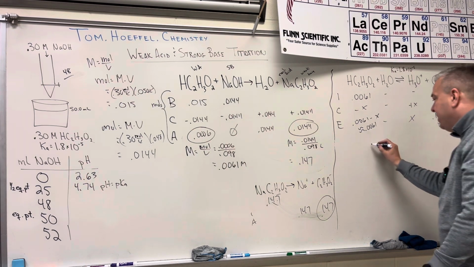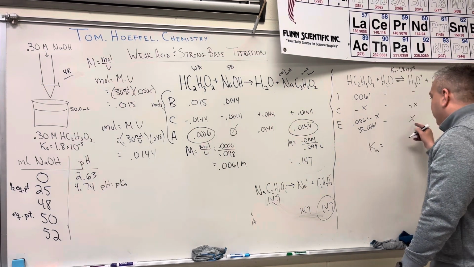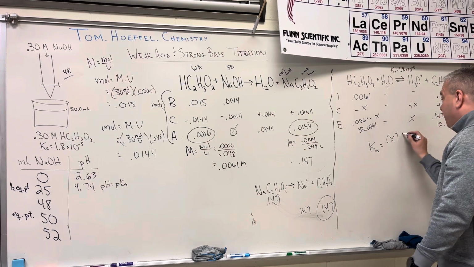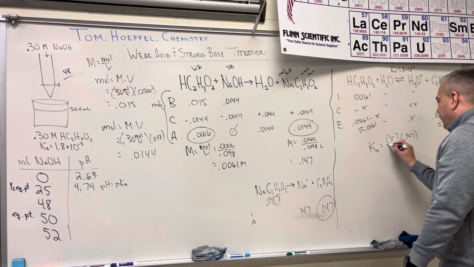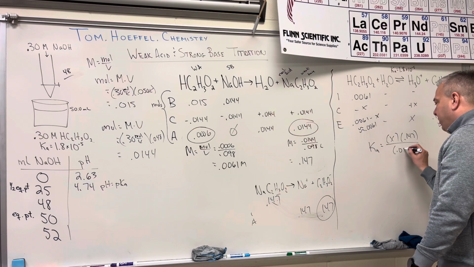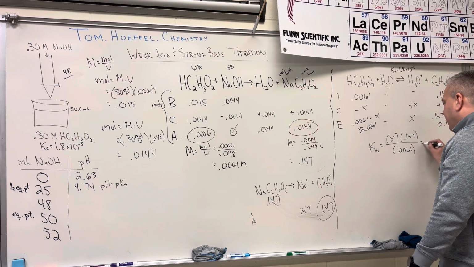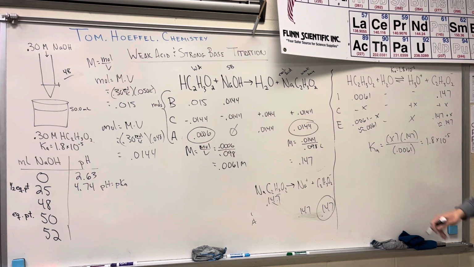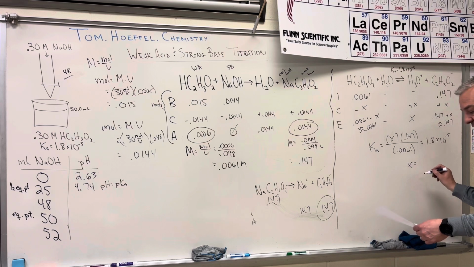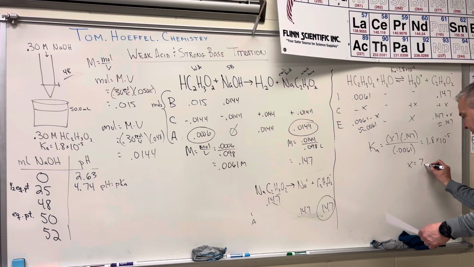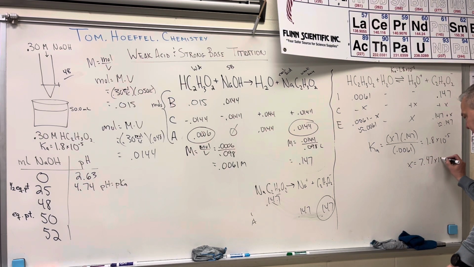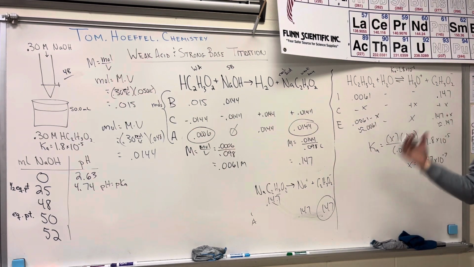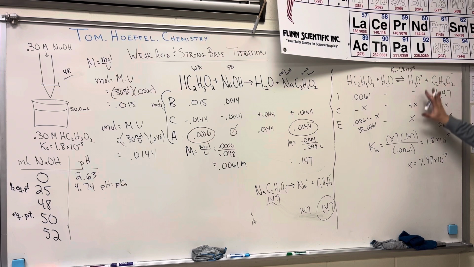Approximating both of them, the Ka is going to be equal to x times 0.147 divided by this small number, 0.0061, and that's equal to 1.8 times 10 to the negative 5. Cross multiply, solve for x, and this x is going to be very, very small. It's only 7.47 times 10 to the negative 7. So this shift to the right is super small because of the common ion effect.